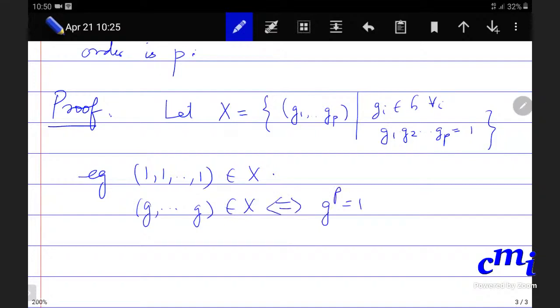So it is such a g that we are going to look for, such a g which is different from 1. That's what the proof will go to.